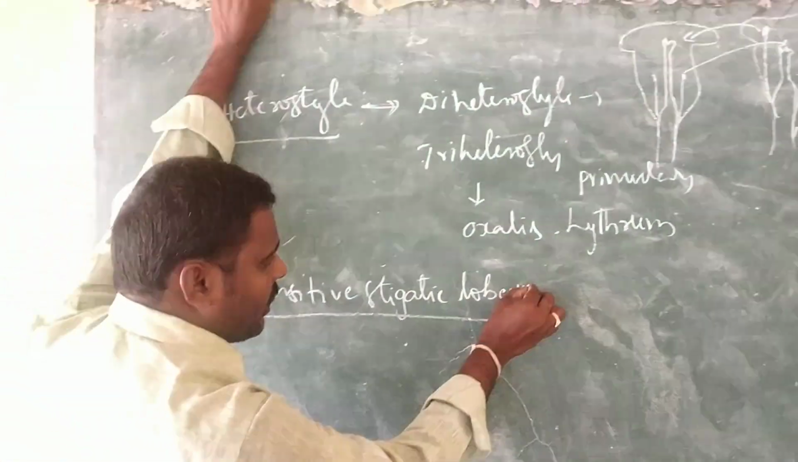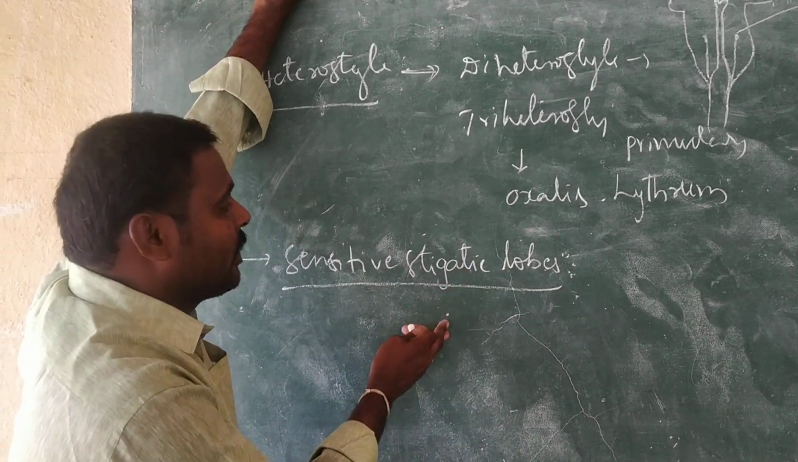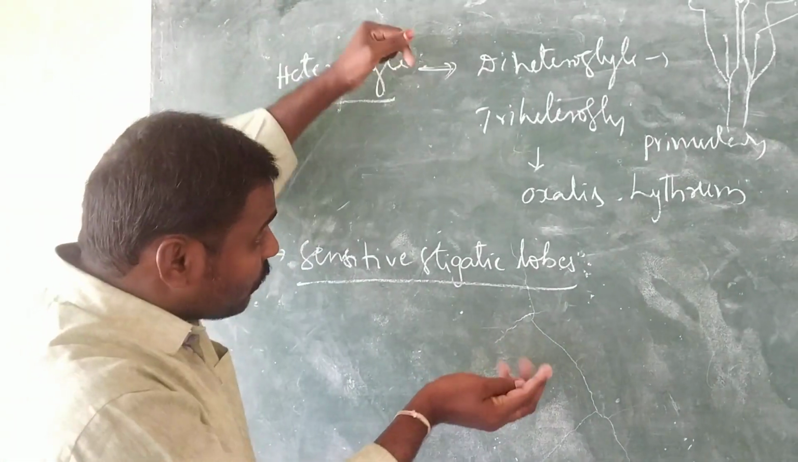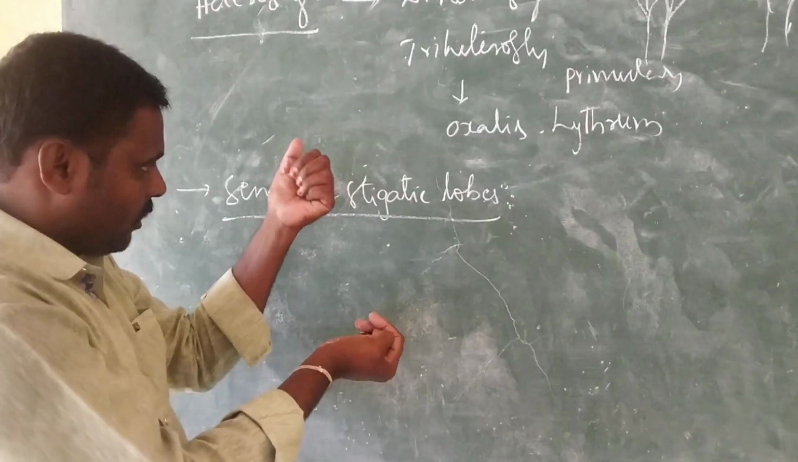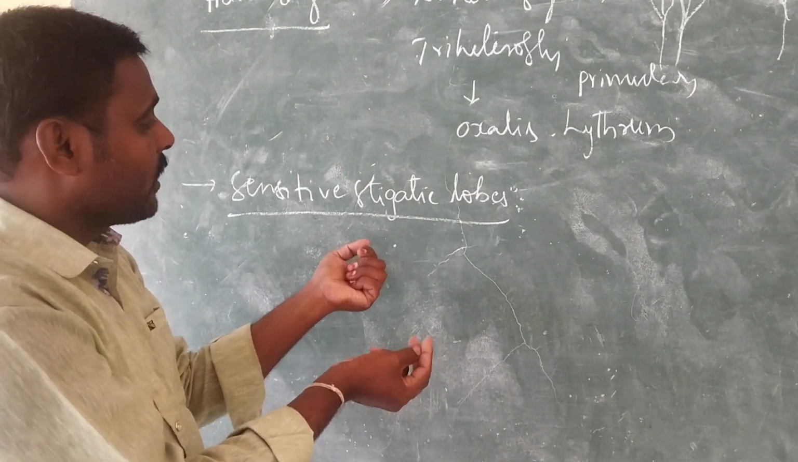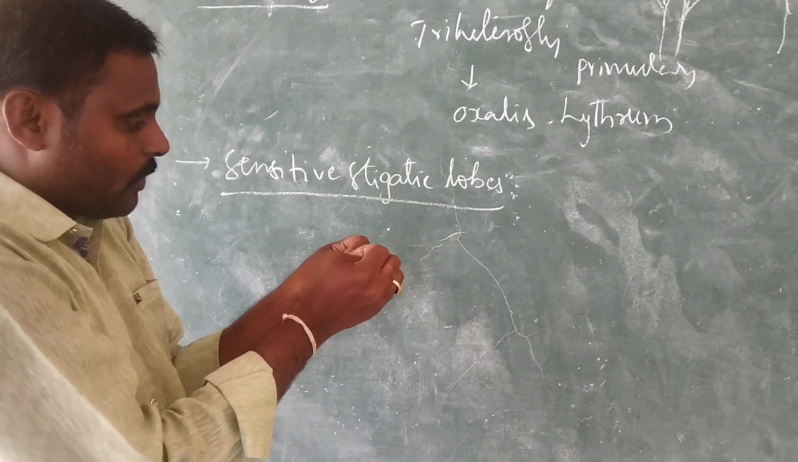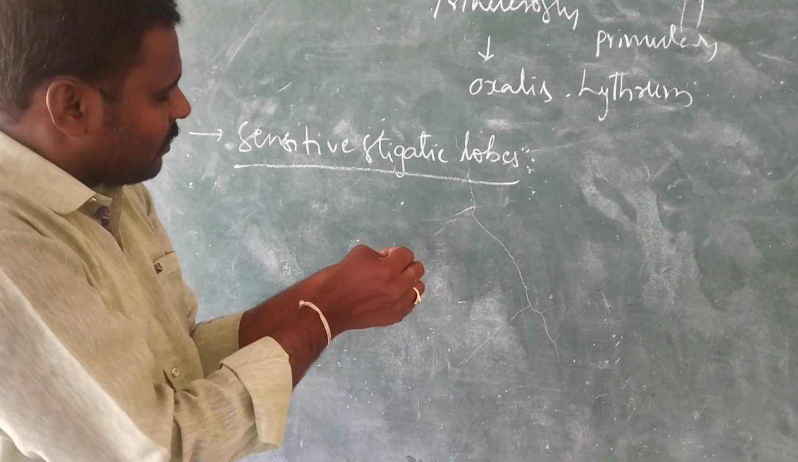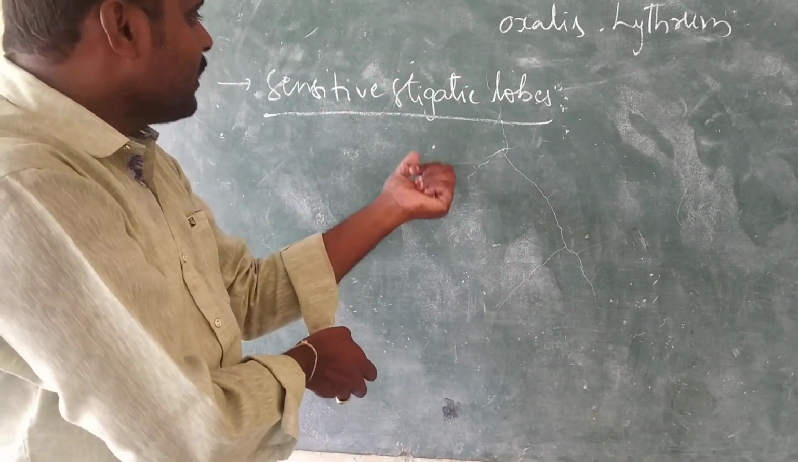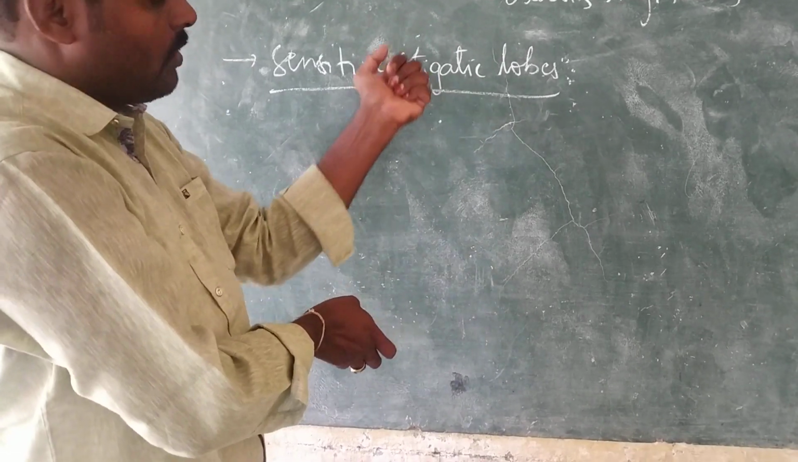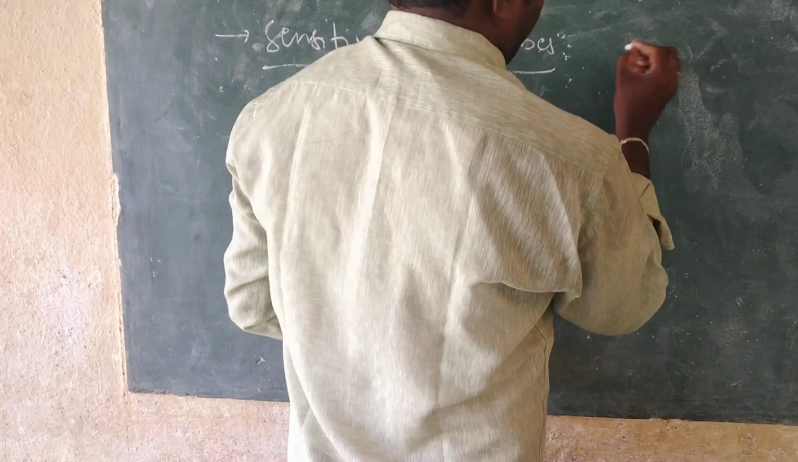In some members of the plants, the stigmatic lobes are very sensitive, and they close when they receive pollen grains of the same plant. So the stigmatic lobes are closed, and the pollen grains are unable to germinate on the stigma. As a result, it prevents self-pollination and facilitates cross-pollination. Example for this, Martynia and Mimulus.